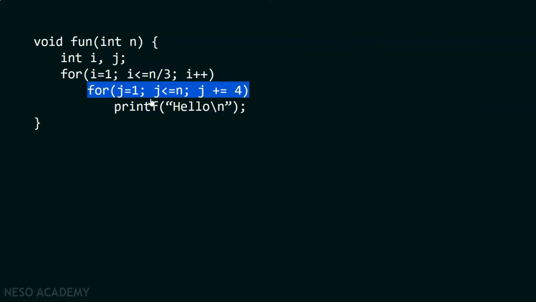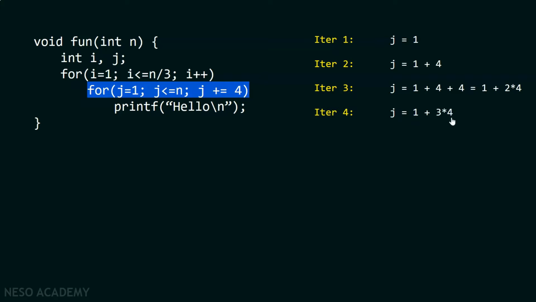Now let's consider the other for loop. Here this loop is running from 1 to n, but you can see over here the increment is by 4 steps, not by a single step, right? So let's consider the iterations. In the iteration number 1, j is equal to 1. In the iteration number 2, j will be 1 plus 4 because the increment is by 4 steps, right? So you need to add 4 to this. In the iteration number 3, this will be 1 plus 4 plus 4, which is equal to 1 plus 2 into 4. I can write this 1 plus 4 plus 4 as 1 plus 2 into 4. There is a reason behind why I'm writing this, I will tell you later. In the iteration number 4, this will be 1 plus 3 into 4.